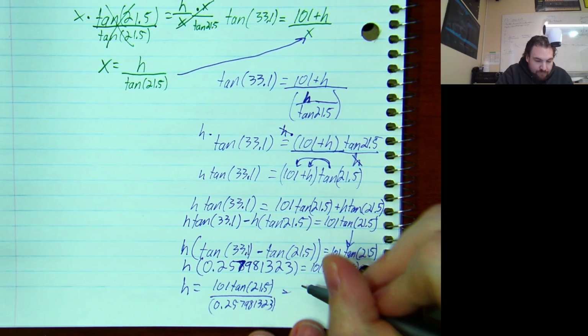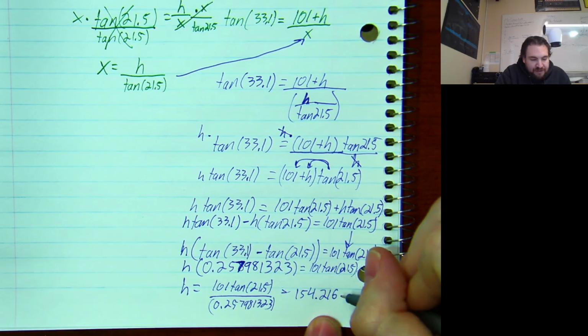154. That third decimal, does it round up to a 7? Okay, there we go. We'll leave it at 154.216. And that's going to be in meters. Are we done? No, because we've only found this.